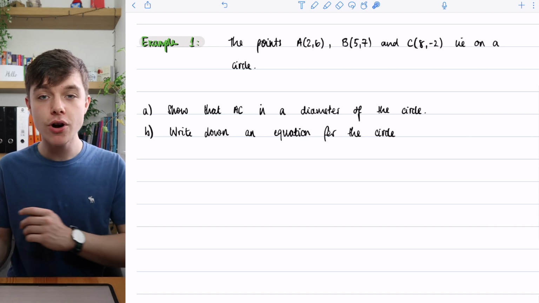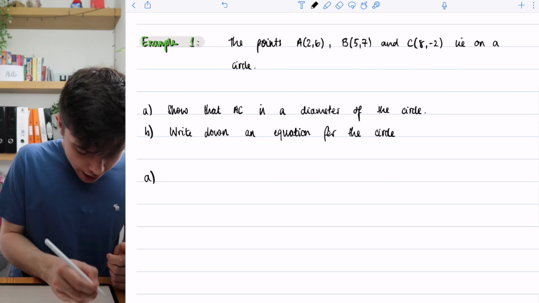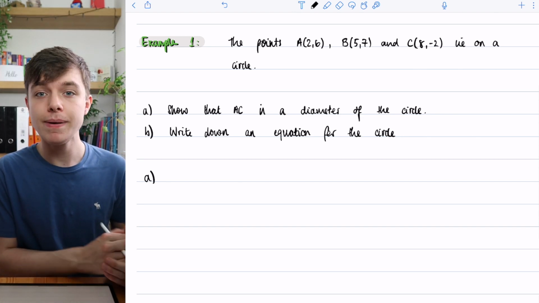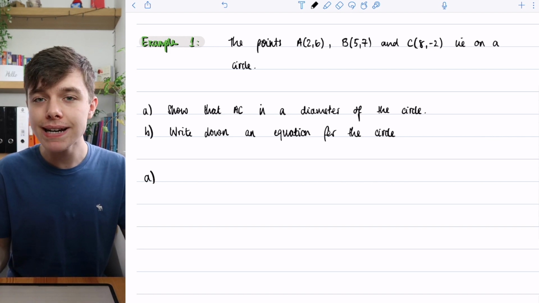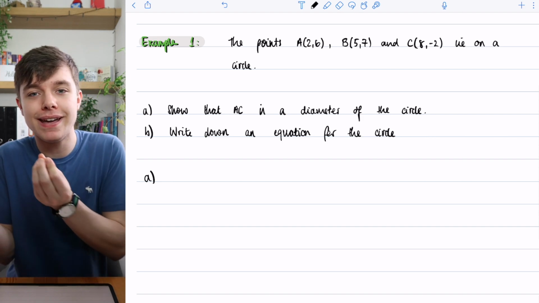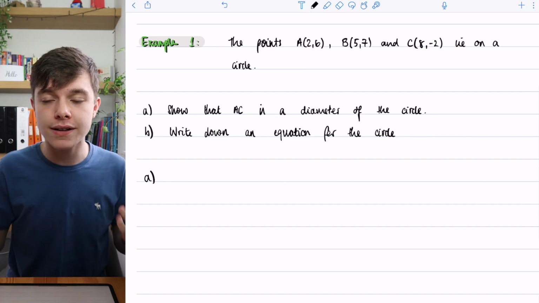Okay, part A, I'm going to think about right angles. So, it's saying show that AC is a diameter of the circle. So we're being asked to show that. Because we're being asked to show that AC is a diameter, AC must be a diameter. I'll take that as true, okay? But we need to show that somehow.